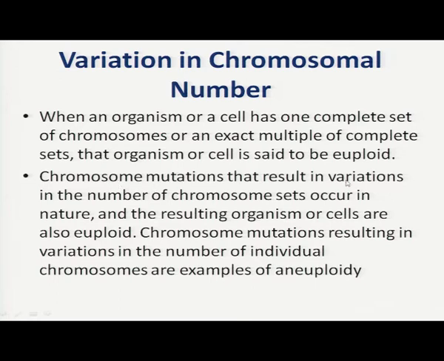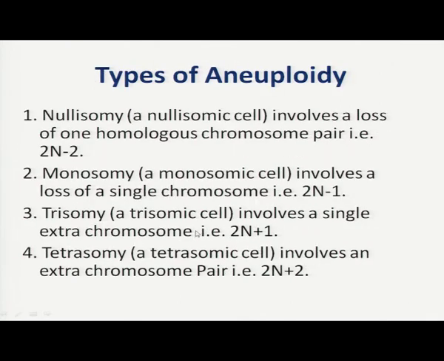Chromosome mutations that result in variation in the number of chromosome sets occur in nature, and the resulting organisms or cells are also euploid. Chromosome mutations resulting in variation in the number of individual chromosomes are examples of aneuploidy. So, if there is a change in the number of chromosomes or sets of chromosomes, it will lead to aneuploidy. Here are some types of aneuploidy in which certain numbers of chromosomes get changed. The first one is nullisomy. Nullisomy means a loss of one homologous chromosome pair.